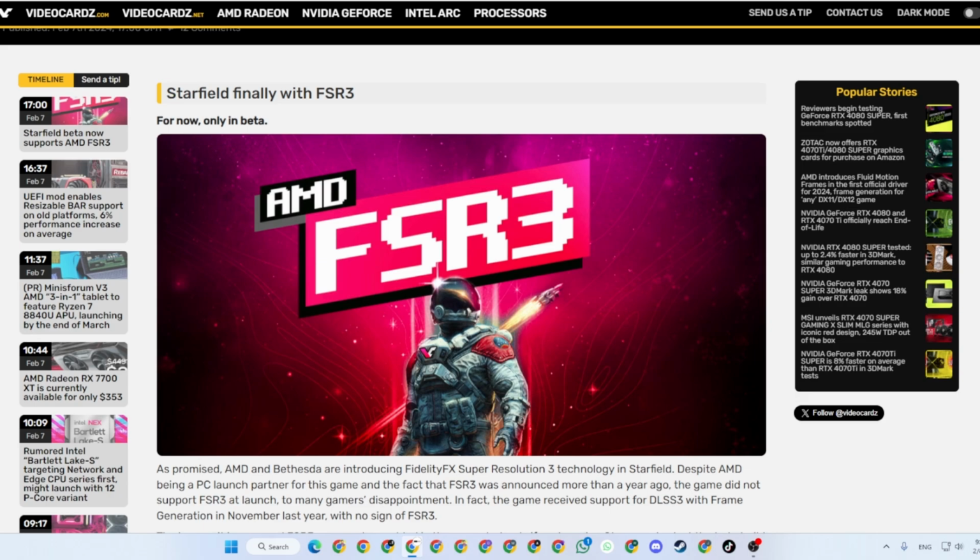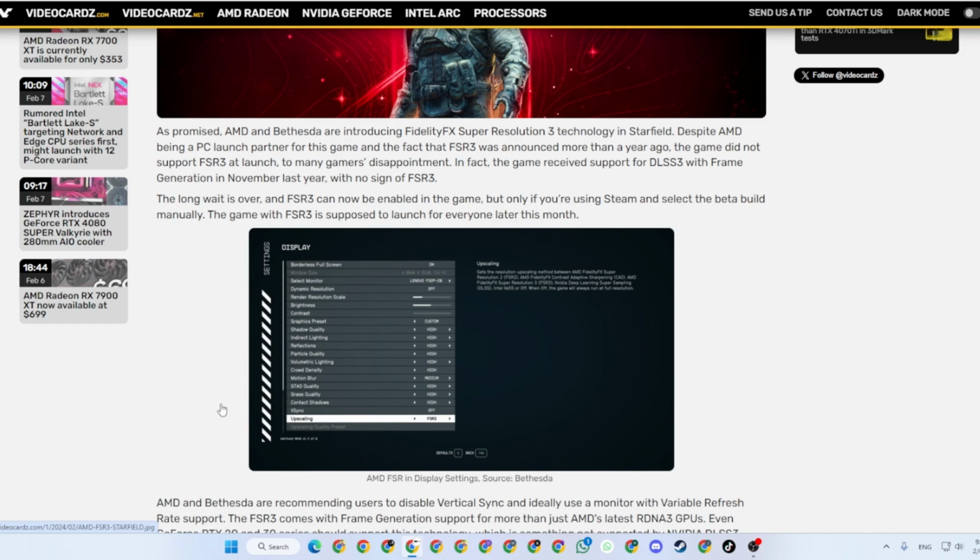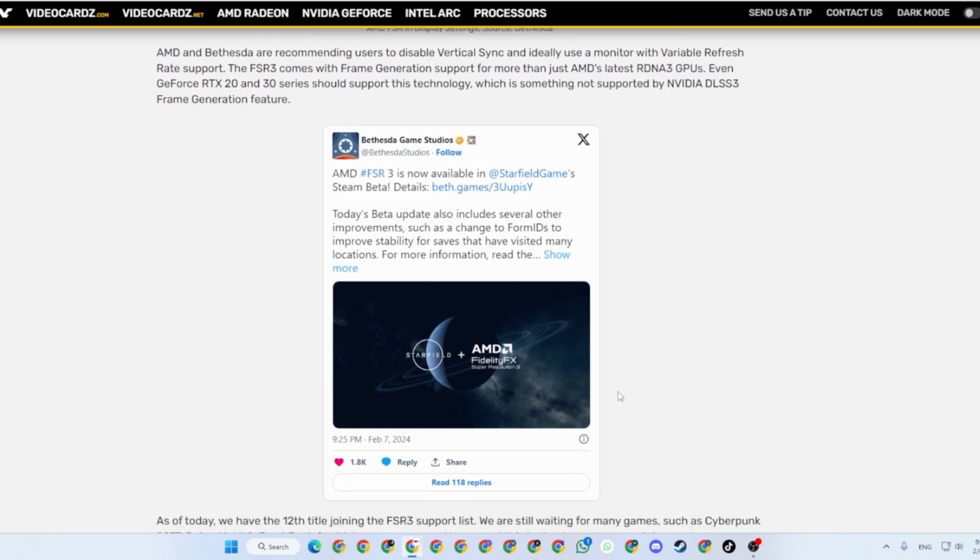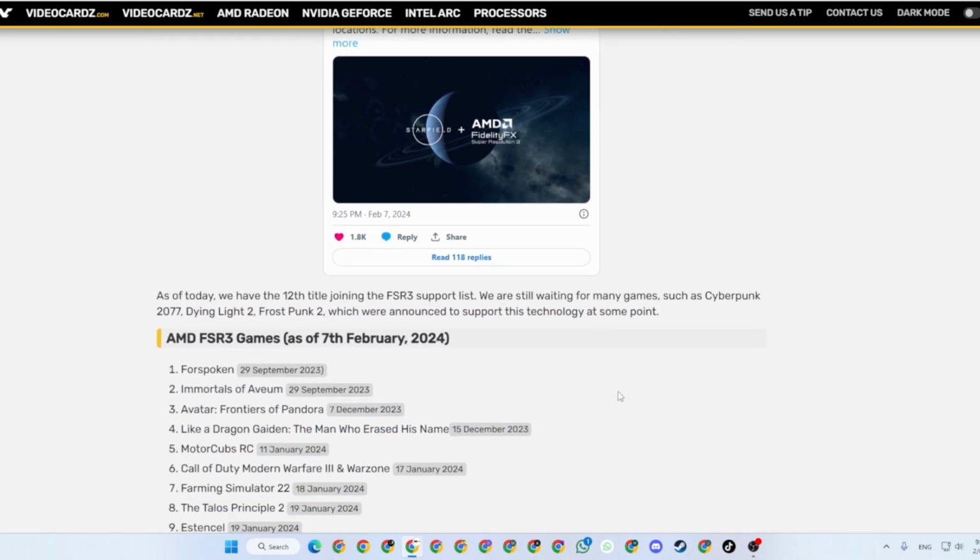Now FSR3 with frame generation is rolled out in the beta version of Starfield. You can check it out, especially on Steam, if you're using the Steam version, and you can use the beta version. You can experience this FSR3 officially along with frame generation. This is very quick news, and it was announced by Bethesda on Twitter, known as X. So you can check it out if you want to.